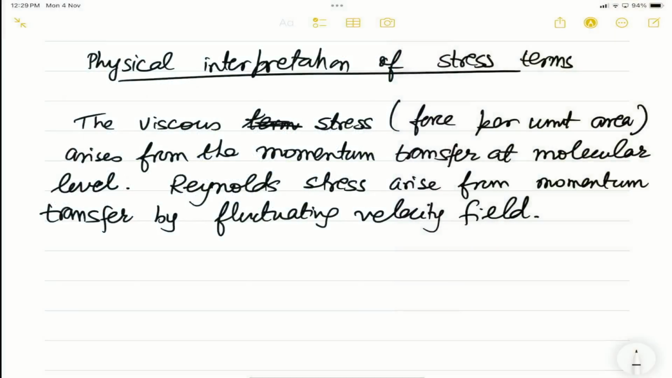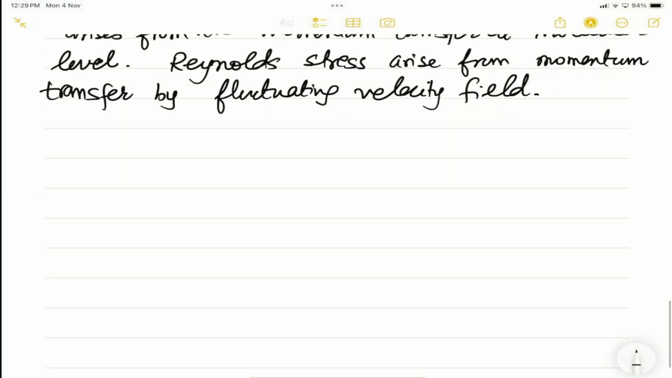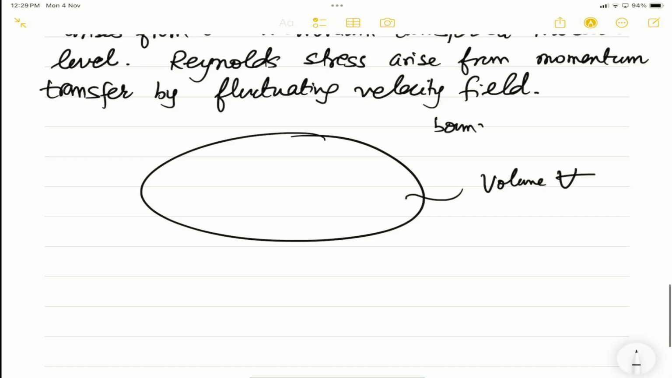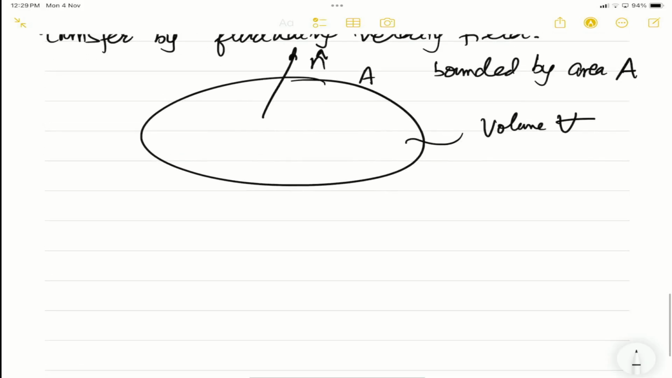And let's say there is a volume V, and this volume V is bounded by an area A. So area A is the bounding area, and at any point n is the outward normal.